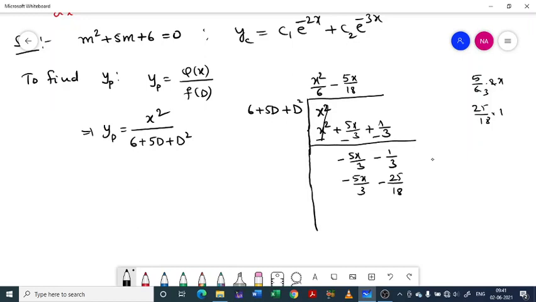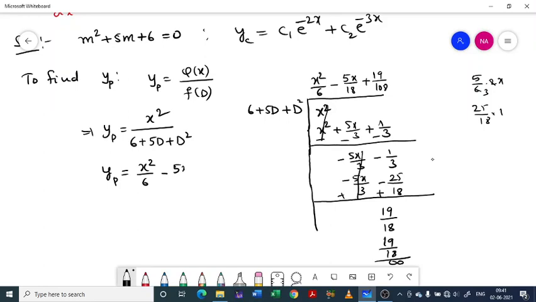Okay, again these two get cancelled. So minus 1 by 3 plus 25 by 18, you can check that it will be 19 by 18. Now the term I have to write here is 19 by 18 divided by 6, that is 19 by 18 into 6, that is actually 19 by 108. So YP is x square by 6 minus 5x by 18 plus 19 by 108.